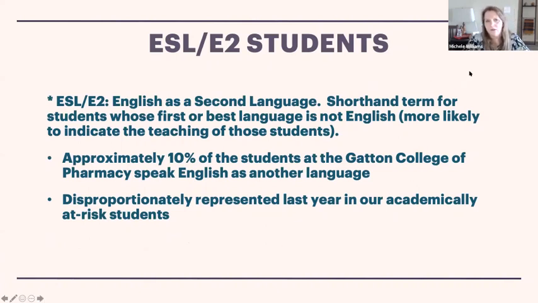So I want to talk particularly about ESL or E2 students. And what I mean by that is these are students whose first or best language is not English. At the College of Pharmacy, of course, these students are fluent English speakers, but the designation ESL, from my understanding, is more likely to indicate the teaching of those students. So if any of you know a more appropriate way of indicating that group of students, I would appreciate it. But for the time being, I'm going to use the terms ESL or E2 students.